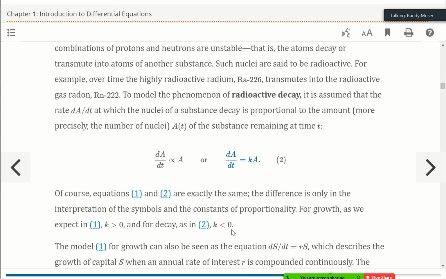Obviously, if k is less than 0, then this population would be decreasing because it would have a negative rate, so that would actually be decay. If k was greater than 0, then this would be a positive rate of change, and then we would expect the quantity to be increasing at that time. For radioactive decay, things like half-life, we would have a negative k value.